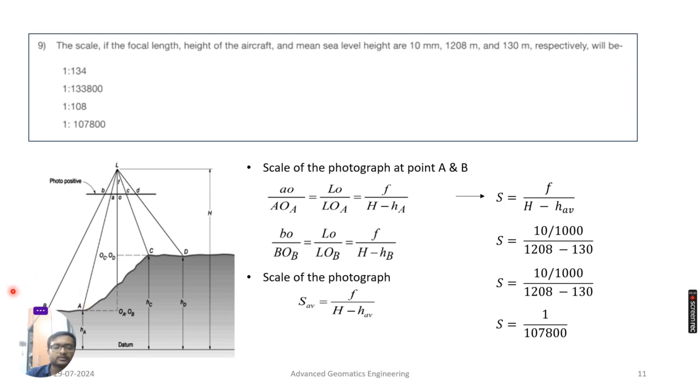And if we have multiple images or some of the surfaces, then we will take the average elevation. So if I want to find the line AB, then the average elevation of point A and point B is H average.